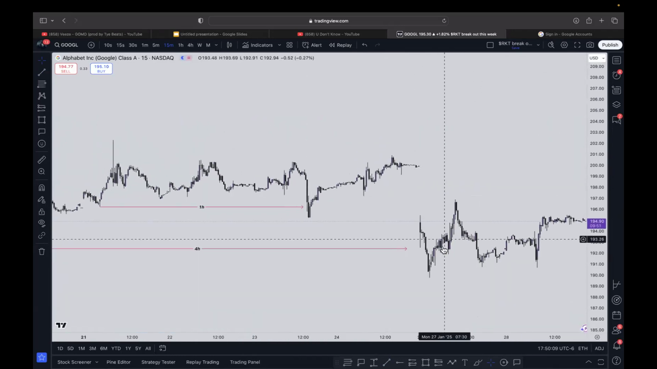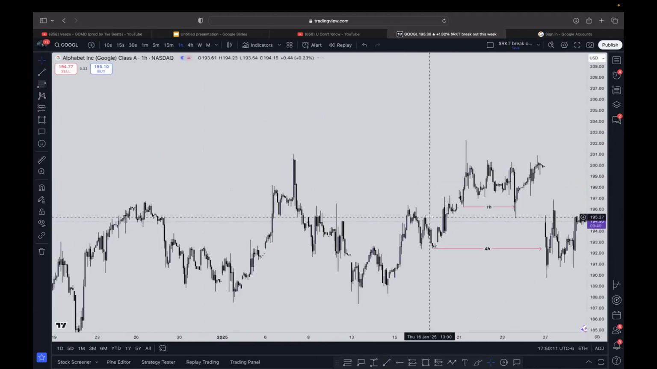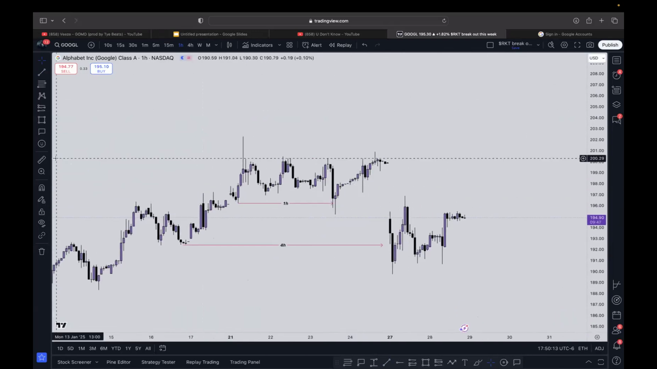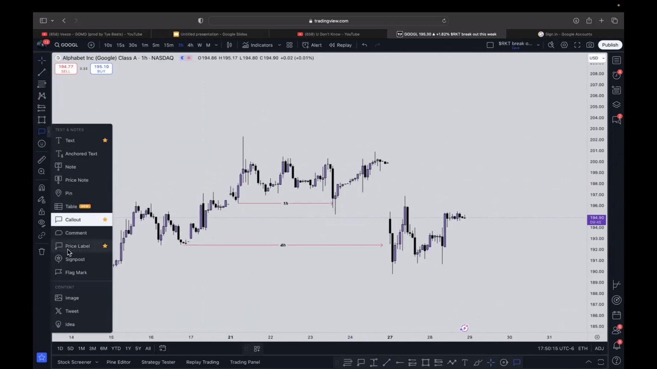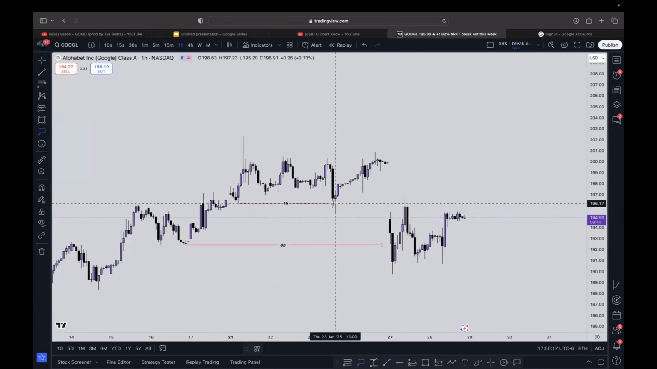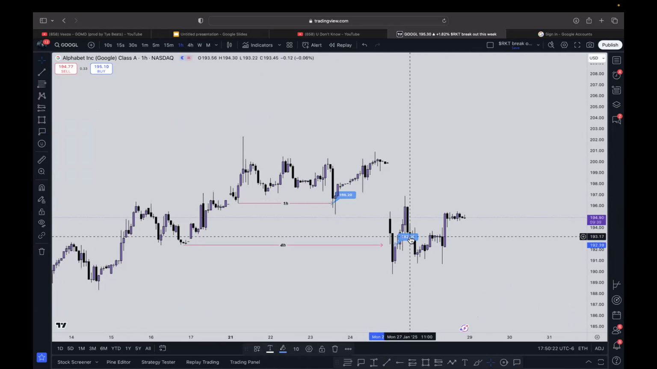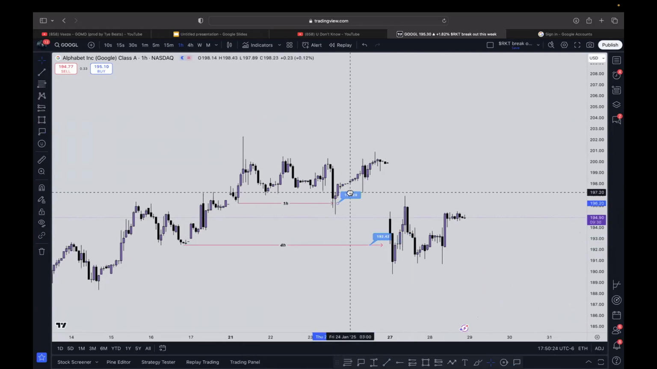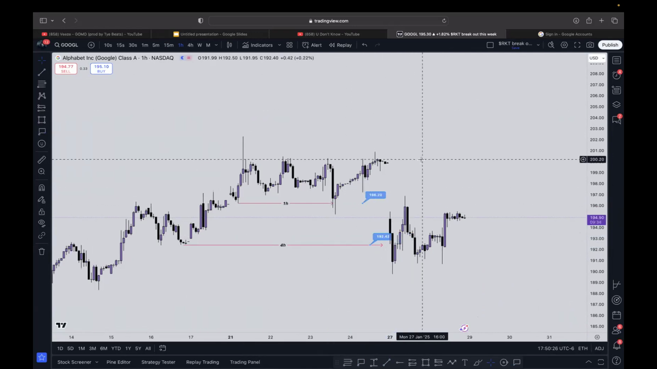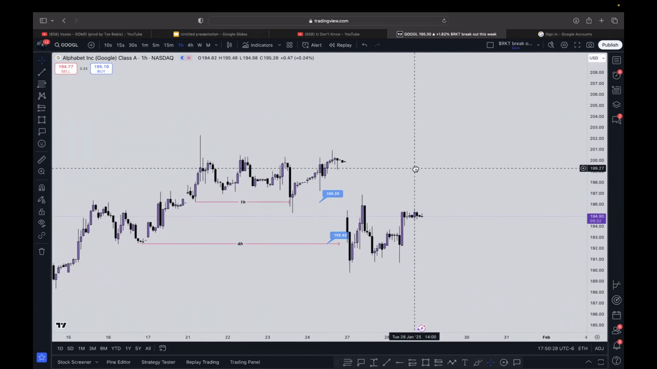So as you can see, where we triggered our bearish bias is very different due to the time frames. Here, we're bearish at 196. Here, we're bearish at 192. So $4 difference. Okay.